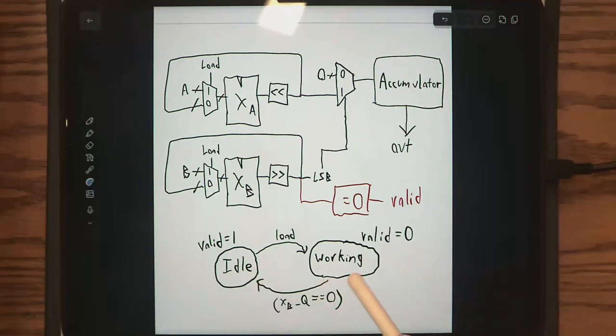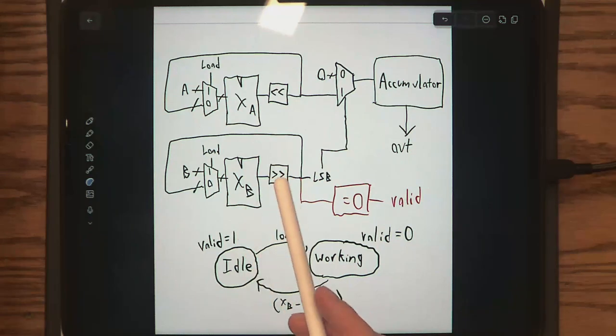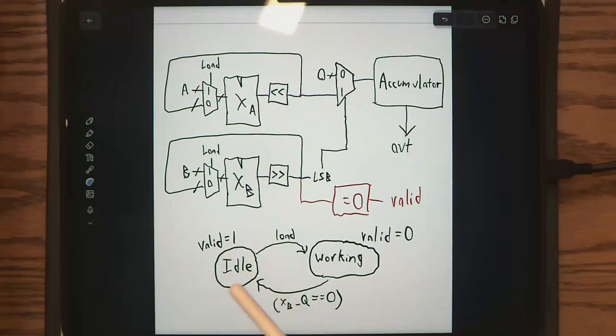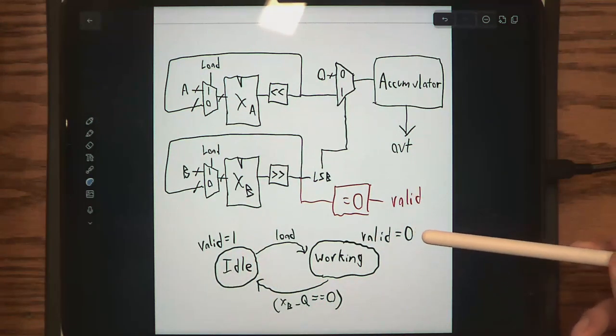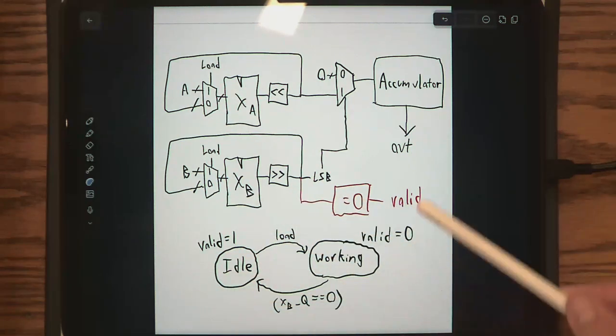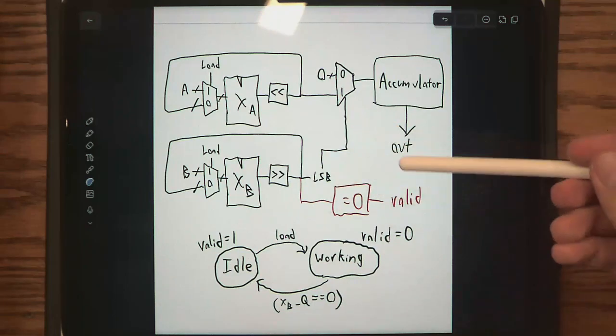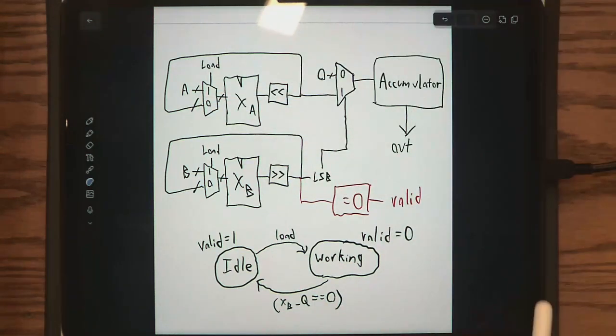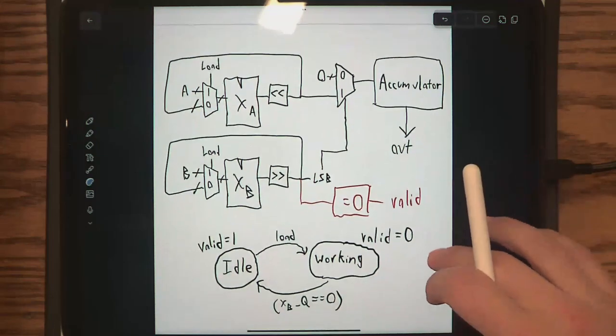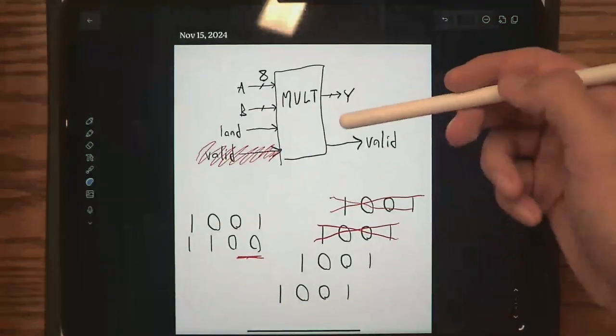If you remember, this was the naive state machine that we started with. The idea is that we have an idle state and a working state. When we are in idle, that is when valid equals 1. Then when we receive a load signal, we enter working. Working will run and run until finally xbq, which is right here, equals 0. Once that equals 0, we return back to valid. So with this state machine, we are able to characterize what is happening inside this. But now the next step is adding some additional signals to our interface.